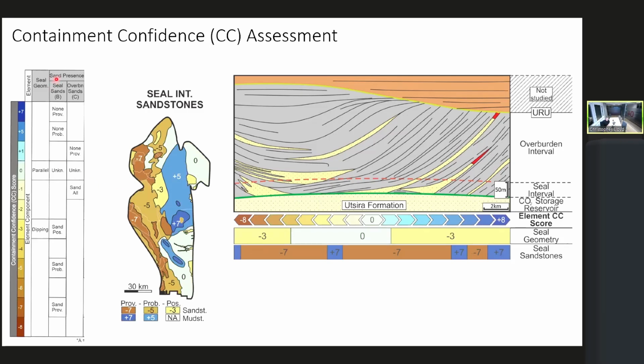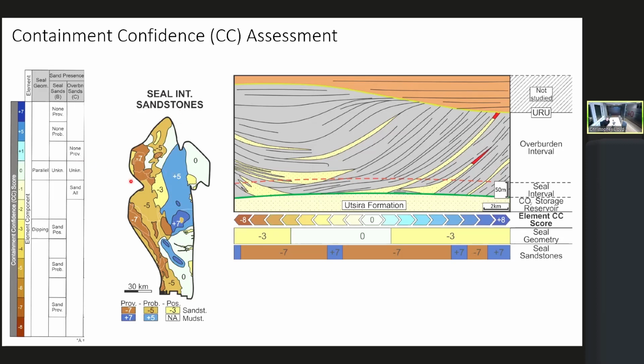The second element, sandstone presence, has scoring that depends on two different factors. Firstly, the evidence of sandstones, i.e. whether they were possible, probable, or proven, with the score getting reduced more for each one. And also whether they are actually in location to the reservoir. The ones in the seal interval are obviously a lot more detrimental to storage than ones in the overburden interval. Hence you can see the overburden interval sandstones only reduce our score slightly.